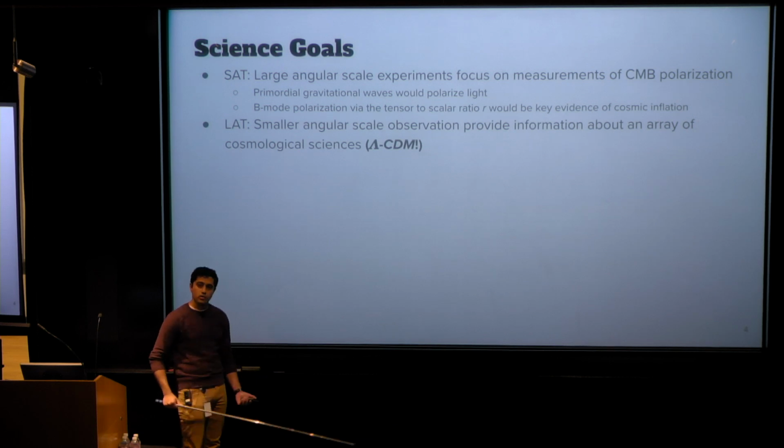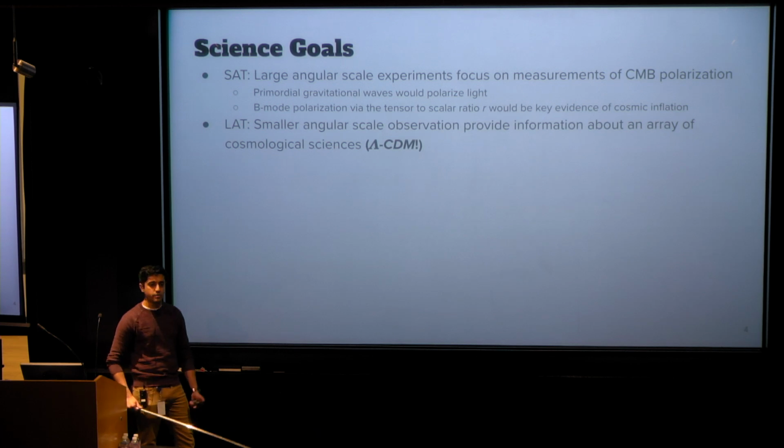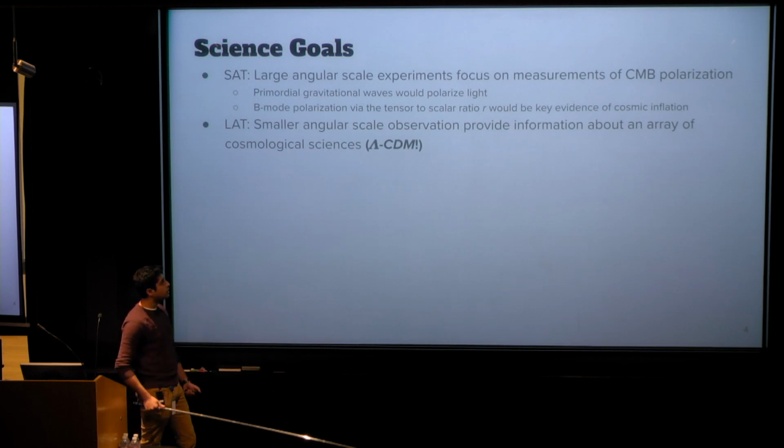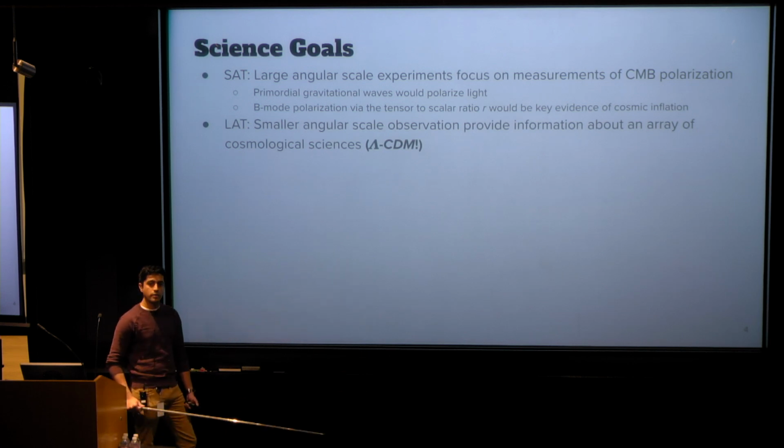A few years ago, you may remember the BICEP2 collaboration claimed to have made this measurement, but it was shown that the measurement was actually obscured by foreground dust. So this is a really difficult measurement to make. You need very good sensitivity and a very good understanding of systematics. Hopefully, SO can solve those problems when they come online.